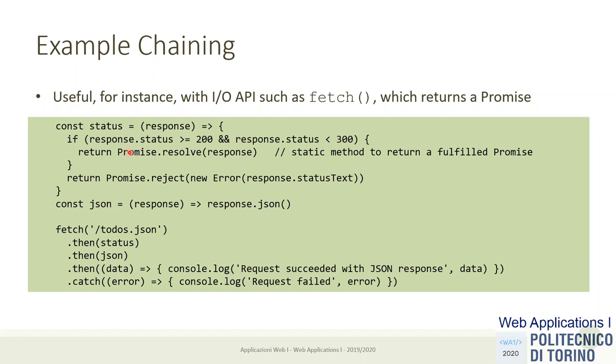They just do very simple operations. But they need to wait until the first promise is completed. That's why we are not writing calling status, calling JSON one after the other like normal statements, but we are writing them as chains of fulfillment functions. So they will be called one after the other, but only when the promise is finished.